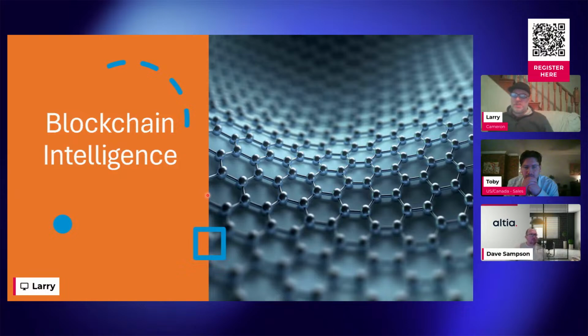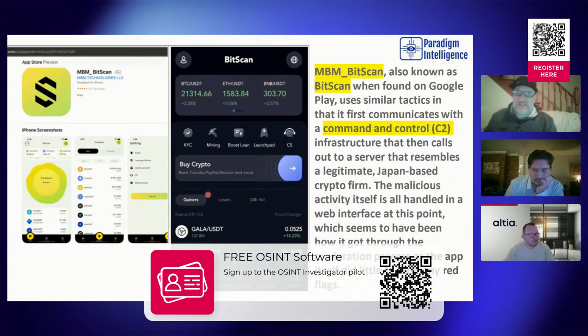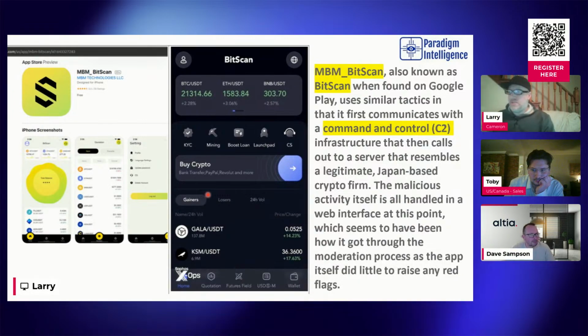Now we'll go into a little blockchain intelligence. I did see a wallet, an Ethereum wallet. One of the things that I found in these wallets, there were different apps. Ace Pro: you deposit money, it gets sent to the scammers, and you're never able to withdraw. Now, this gets a little worse. Some of these, like BitScan, are command and control. They basically put a backdoor into your phone. They're able to get all your passwords, see what you're talking about, and basically do whatever they want.